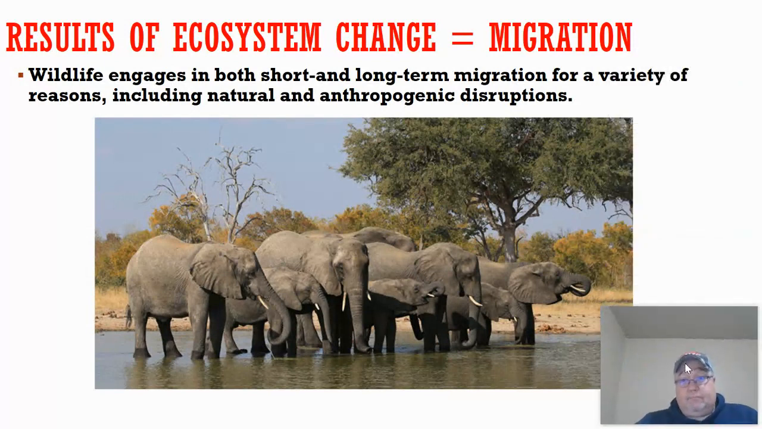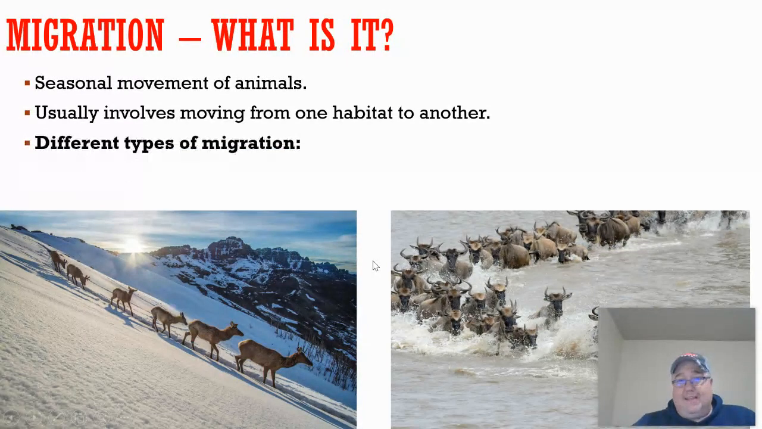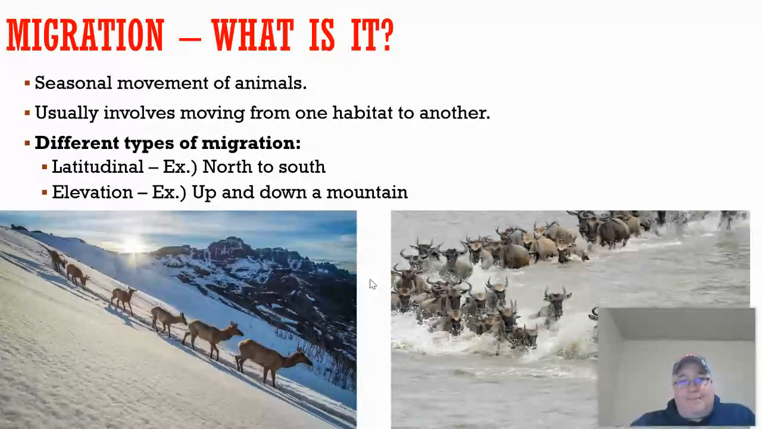Another thing that natural disruptions can cause a change in is something called migration. I think we all know what it means to migrate, especially with animals. This is mainly a seasonal movement of animals, but there are a couple of different ways it can happen. One of them is what we call latitudinal migration, which is when animals move from the north to the south, for example, or vice versa, depending on which direction they're going. Like birds flying south for the winter. Another type of migration is called elevation, where they move up and down a mountain, for example, during different times of the year for food or for water or whatever.